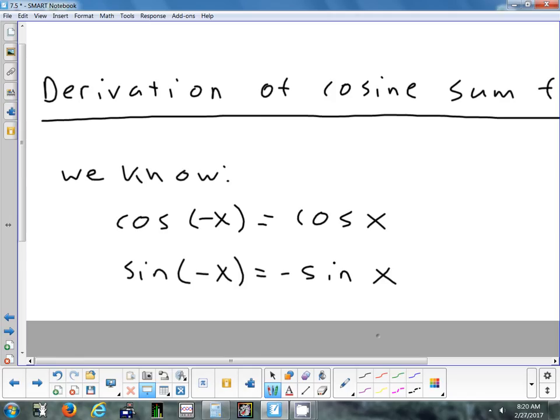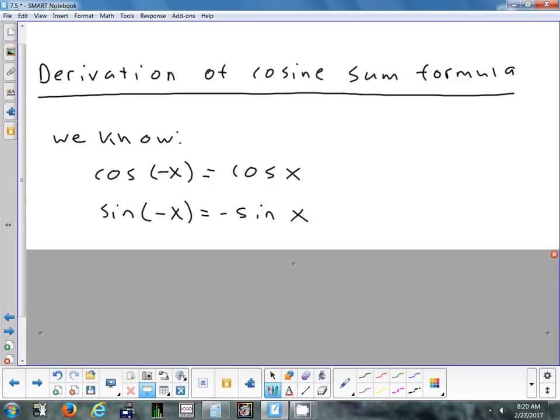Okay, so with cosine, if you have a negative in the argument, you can get rid of it. It doesn't make a difference. If you have it with sine, you can't get rid of it, but you can move it in front. Keep those two ideas in mind as we figure out the cosine sum formula.